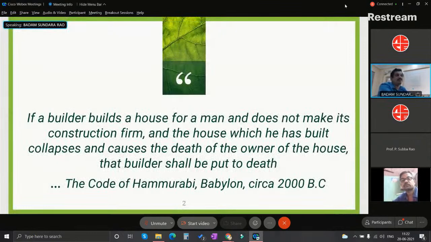This is one of the famous quotations I have come across, written about 2000 BC. It reads as follows: if a builder builds a house for a man and does not make its construction firm, and the house which he has built collapses and causes the death of the owner of the house, that builder shall be put to death. This is from the Code of Hammurabi, Babylonian. The meaning of this quotation is that whenever there is a collapse, or the requirements of a particular project are not met, the person responsible for the project should be punished.